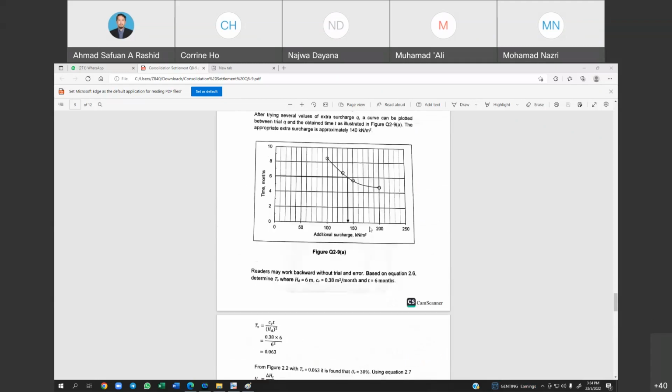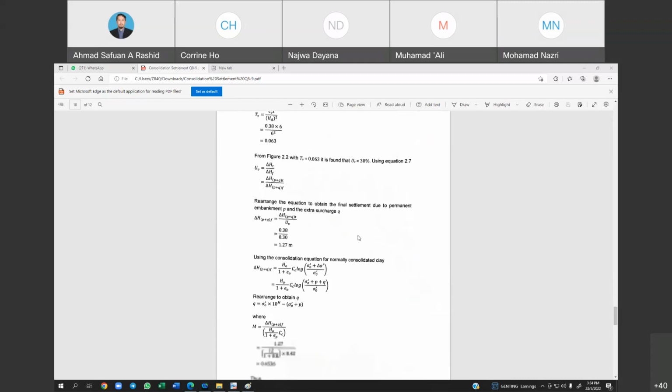Tapi cukup memadai awak buat sampai sini lah. Awak plot the graph. From the graph, you determine the 6 months. Based on this relationship, then you obtain 140.